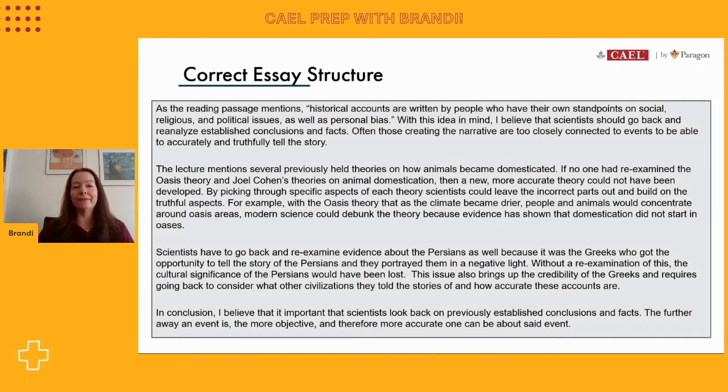An essay does follow a very specific structure, and you're looking right now at the correct essay structure. This is a 4-paragraph essay. This was actually a submission on a past CAEL test, as a matter of fact. In part 4 on CAEL, you will be asked to write a long piece of writing, and that's what an essay is all about.